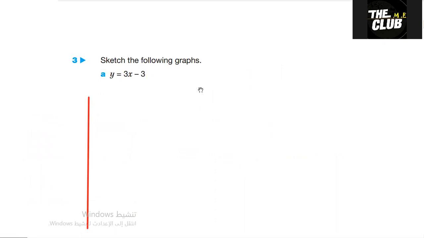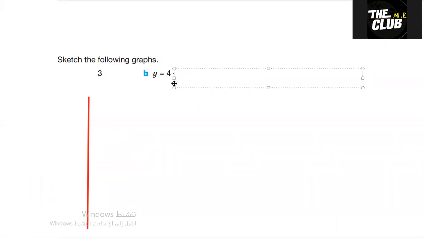Okay, question B. Okay, question B, we're gonna do the same idea. We're gonna sketch this graph, okay? We're gonna sketch this graph. Now, as we said, to sketch a graph, you have to find the intercepts, the y-intercept and the x-intercept.